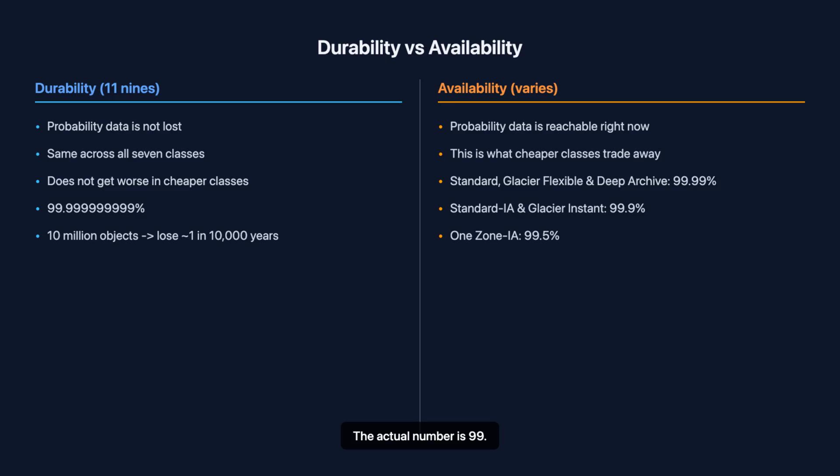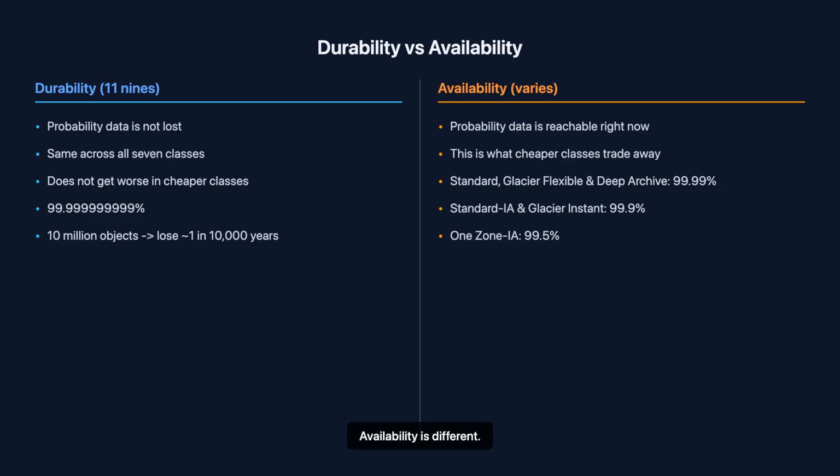The actual number is 99.999999999%, 11 nines. To put that in perspective, if you stored 10 million objects, you'd expect to lose roughly one of them every 10,000 years.